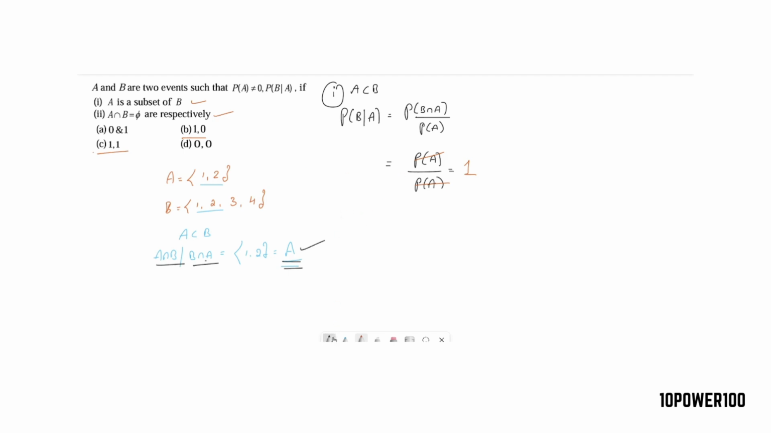The second condition is A intersection B is equal to the null set. That is, there is nothing in that. So in that case, probability of B given that A becomes probability of B intersection A divided by probability of A. They have given this is the null set, so probability of B intersection A becomes 0. 0 divided by P of A, so the answer is 0. So by concluding 1 and 0, we can say that option B is the right answer.